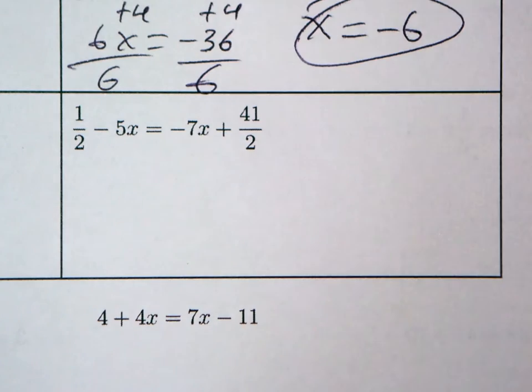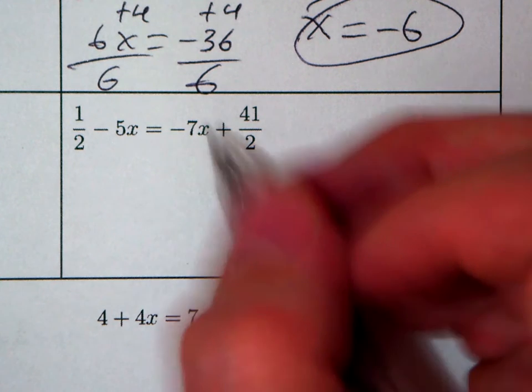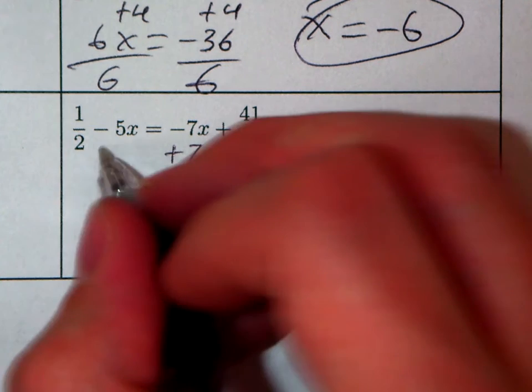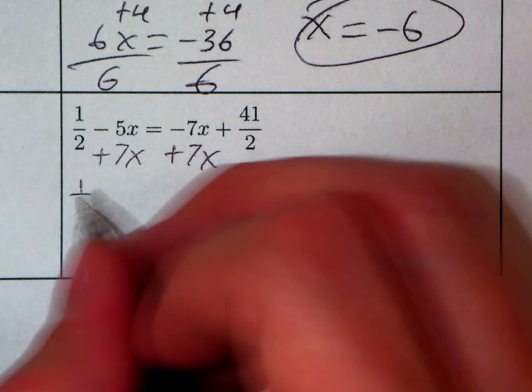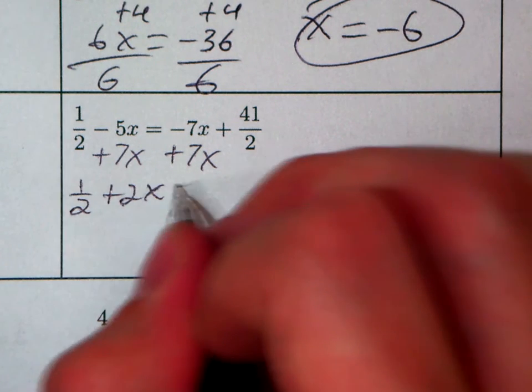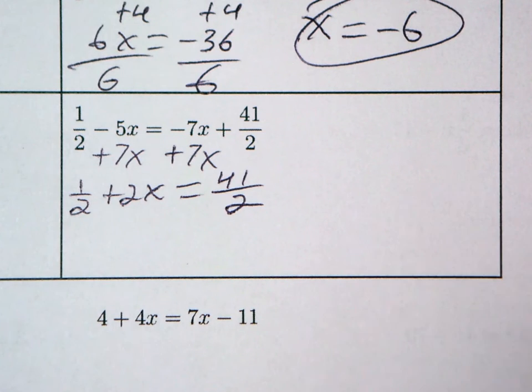Here's another one. I could add 5x or I could add 7x. The only way to get a positive value is if I add the bigger one. So I'm going to choose to add 7x first, and then I have 1 half plus 2x is equal to 41 halves. There's a couple different ways to deal with this fraction.